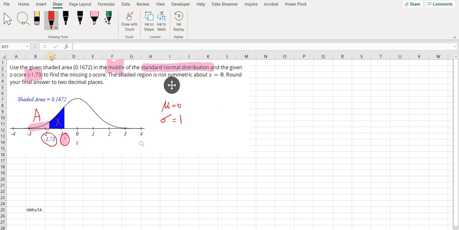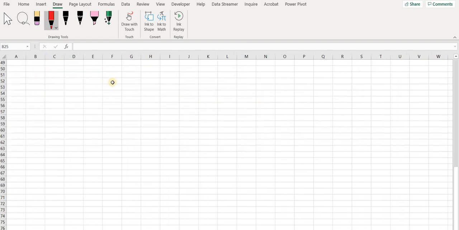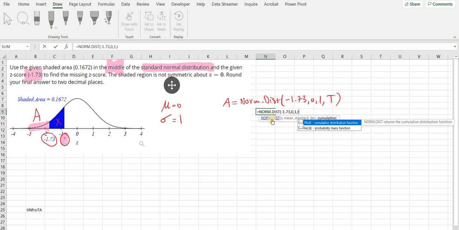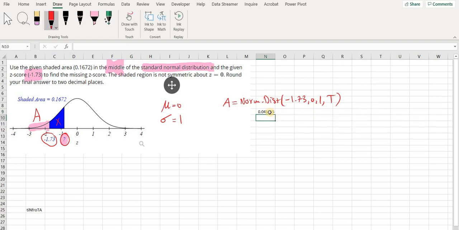The first step is to say that A is equal to norm dot distribution of negative 1.73, comma the mean, comma the standard deviation, comma true. I'm going to say T for true. And then I will go ahead and find the answer right here. So this is equal to norm dot distribution of negative 1.73, comma the mean, comma the standard deviation, comma true. And that is the answer for part A.